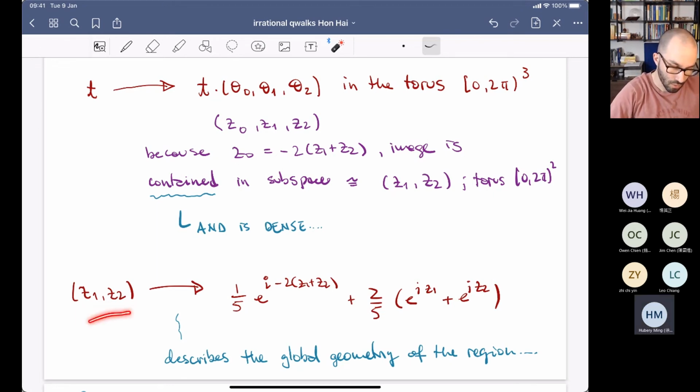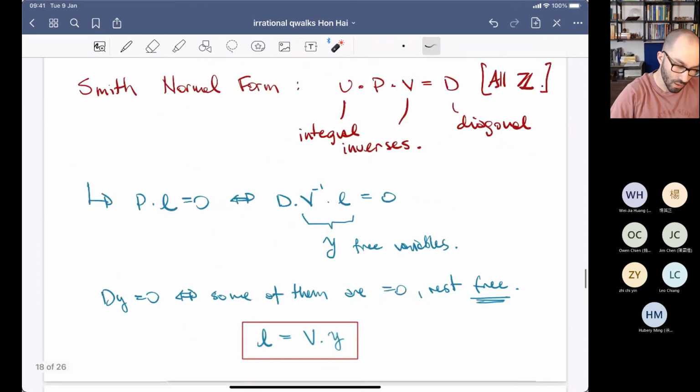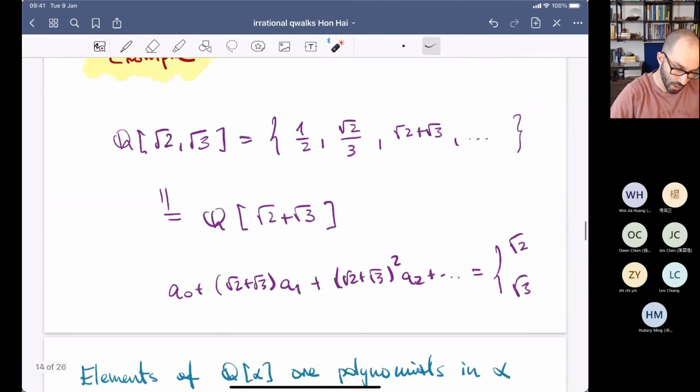So you have these 2. Sorry, can you explain why it is dense? Oh, this is a theorem. Well, Kronecker's theorem will guarantee that it's dense. Let me go back here and just simply give you a quick reason.